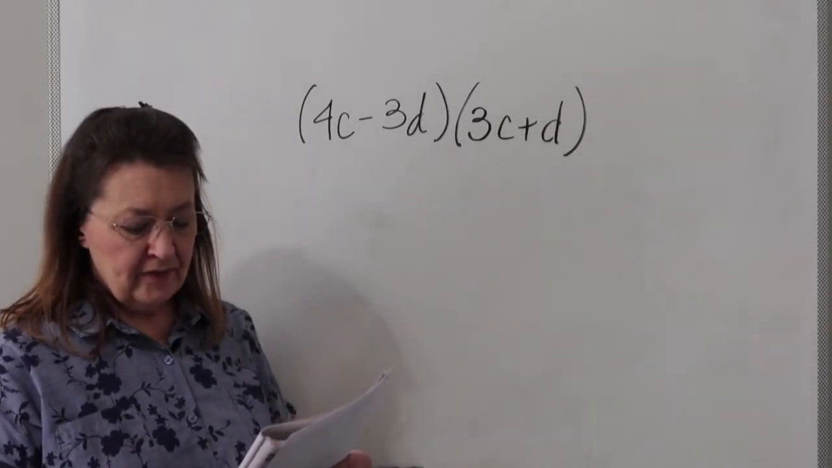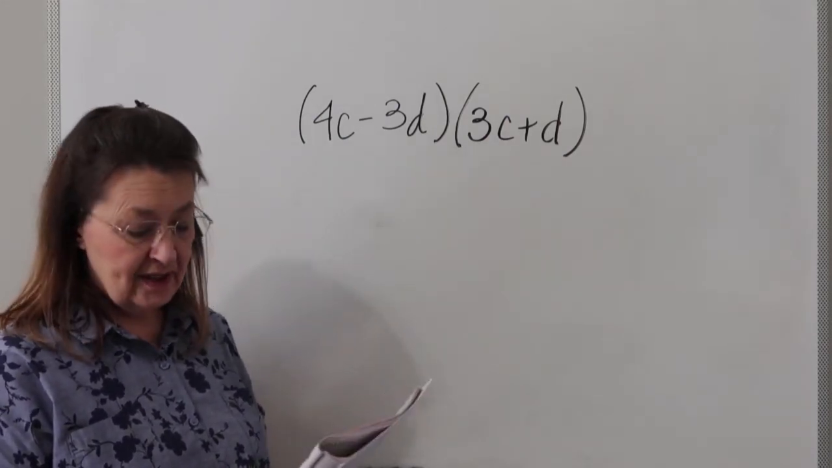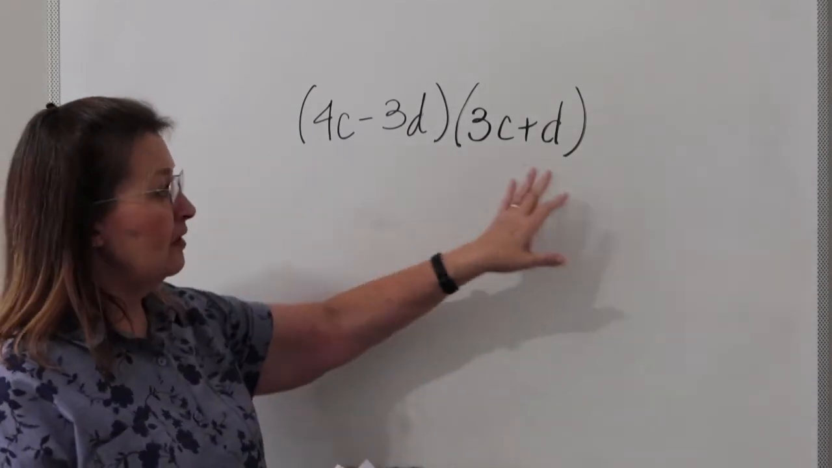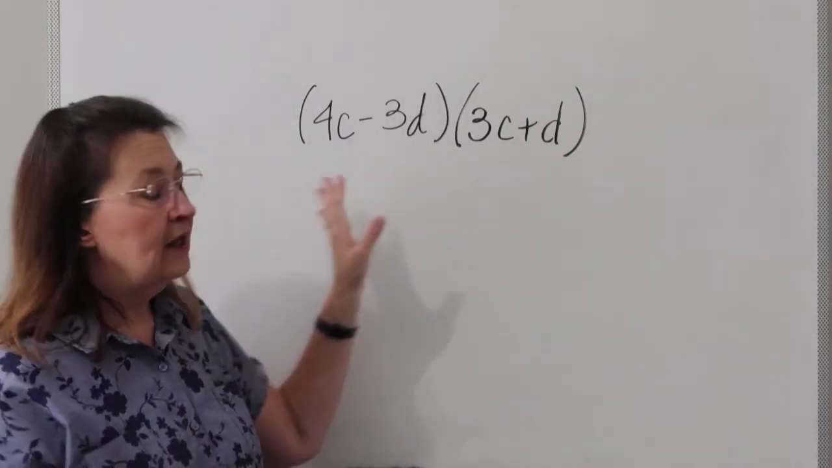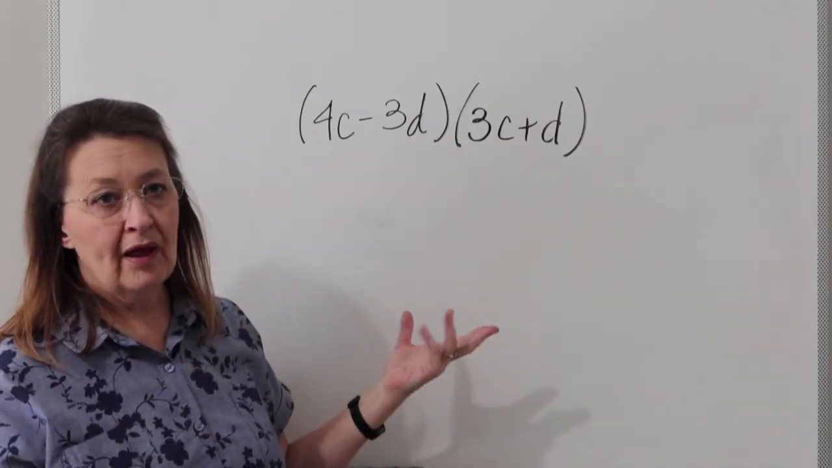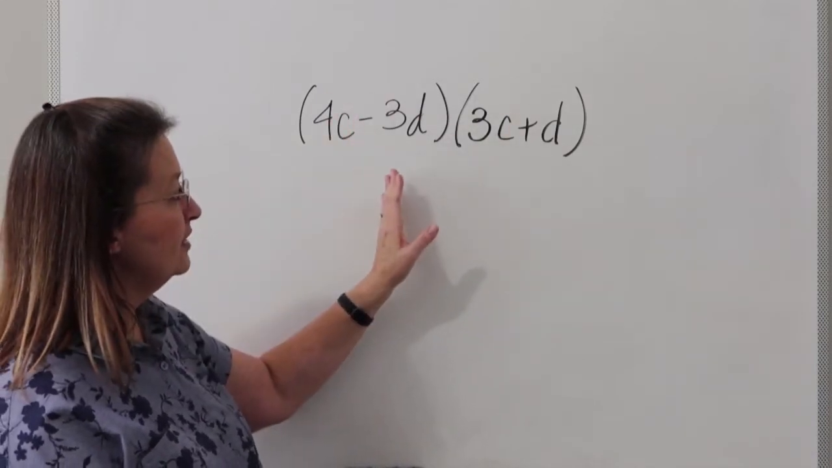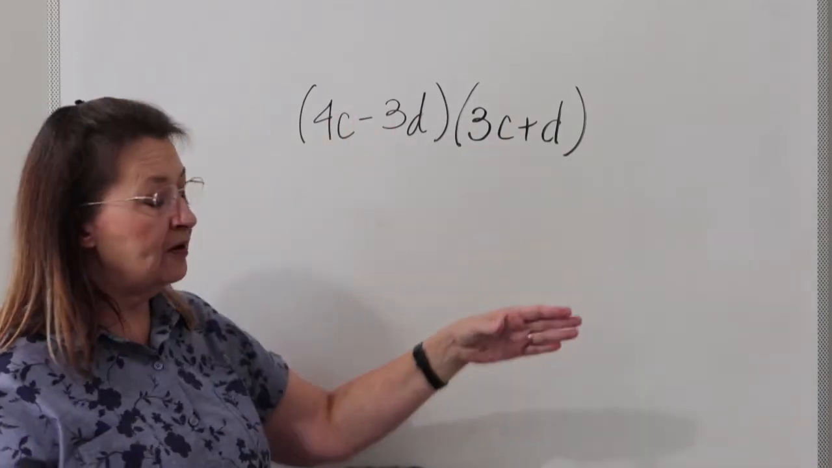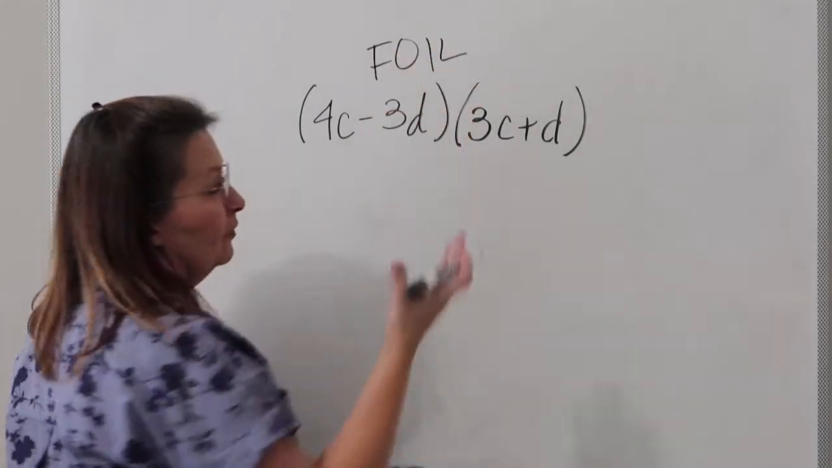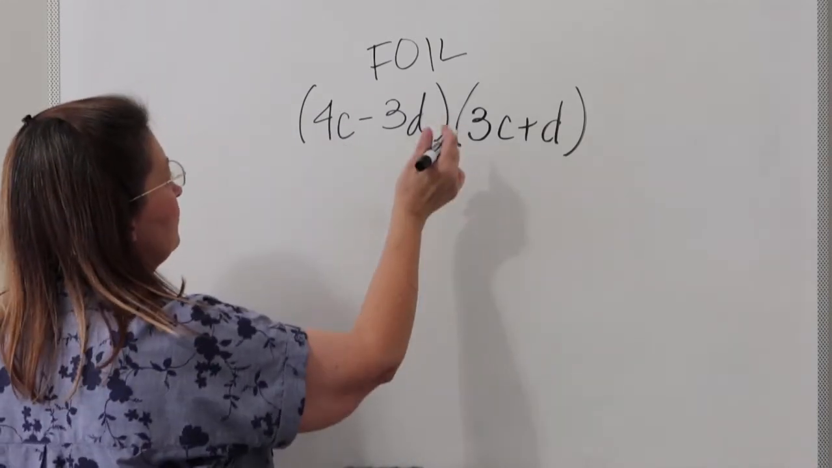Number 5, the expression 4c minus 3d times 3c plus d is equivalent to. We look at this, and this is not an equation. There's no equal sign. This is an expression. There's 2 binomials. We need to multiply. Now you can just distribute the first number. Make sure you multiply it times both, the second number times both, or you can use FOIL, which is the same thing. It's just a little bit different order. So let's go ahead and stick with FOIL.